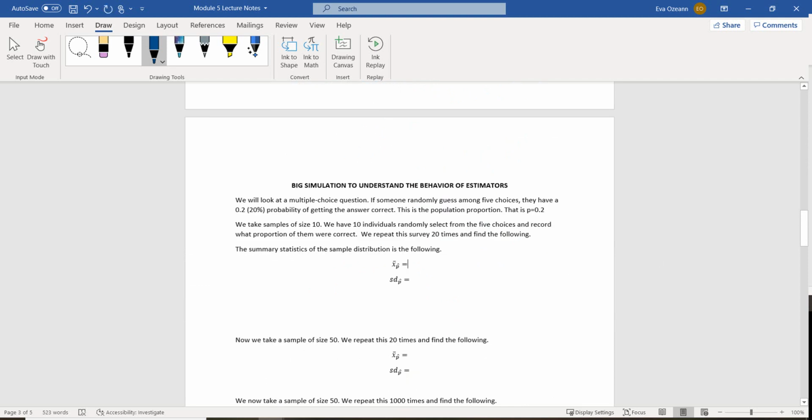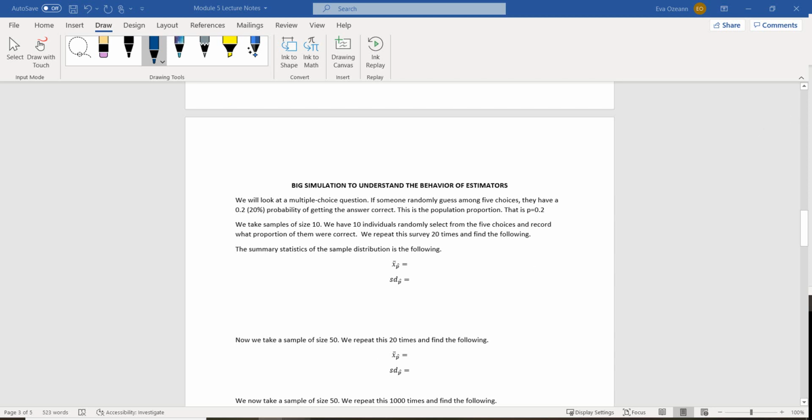All right, now we're going to look at a big example. In this next example, we are going to be looking at a multiple choice question. This multiple choice question is going to have 5 choices, and the probability that we get an answer correct is going to be 20%. So our population proportion is 20%. What we're going to do is take a random sample of 10 people, and we're going to have those 10 individuals randomly select the 5 multiple choice questions and record what proportion of them were correct. We're going to do this 20 times.